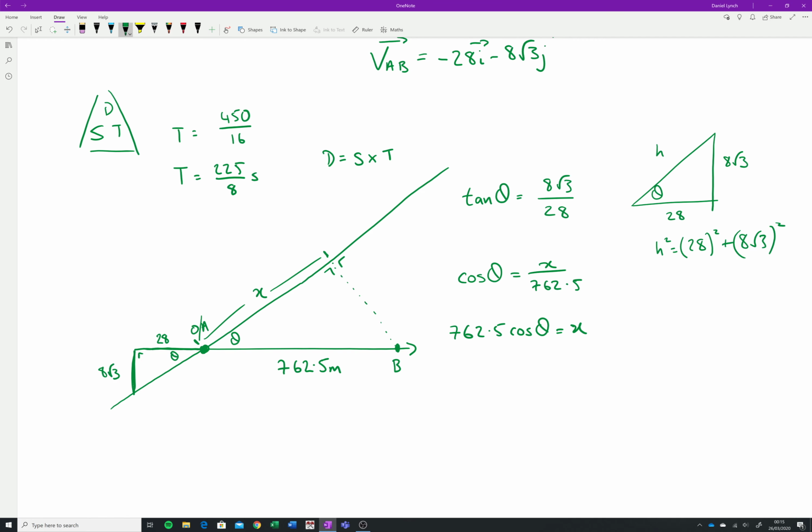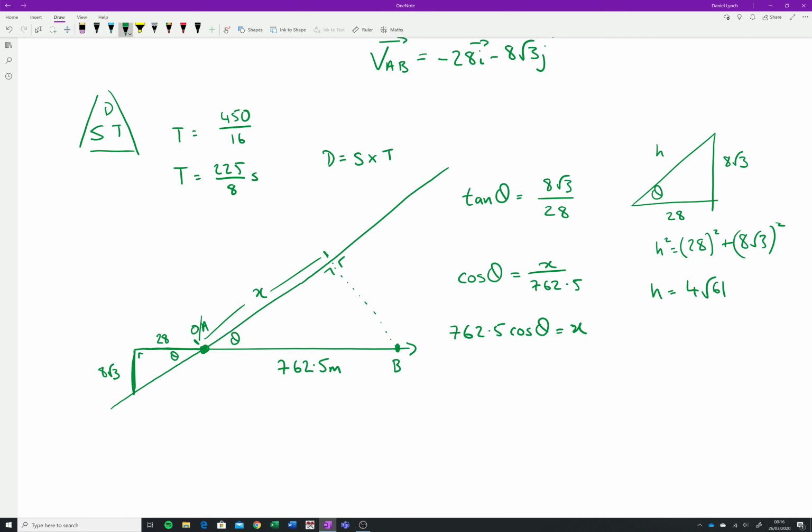28 squared plus, don't forget a bracket around the 8 root 3. That has caught quite a few of my sixth years out to their shame in the mocks. So you want to watch out for that. And h is going to be the square root of that answer. So h is equal to 4 root 61. Okay, that's what we have.